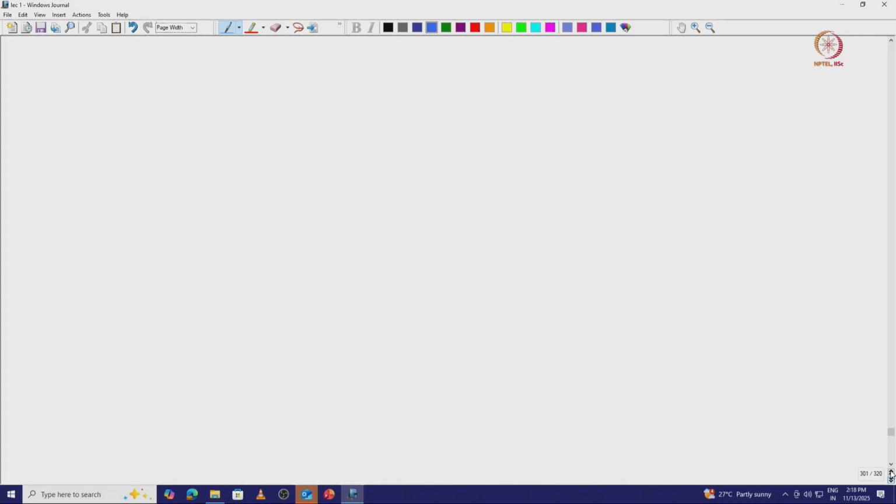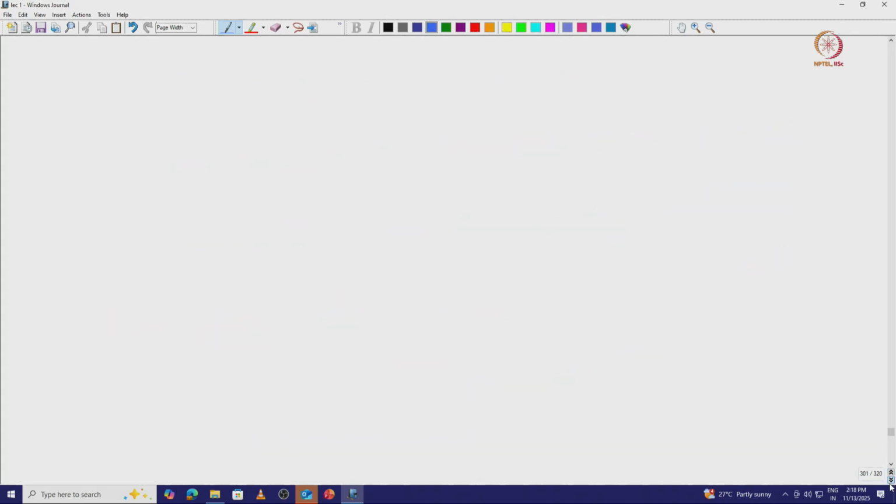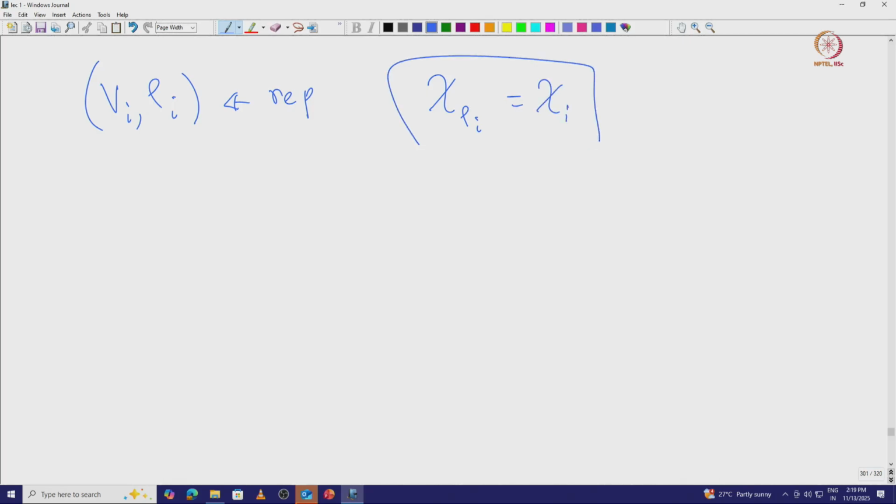So, now sometimes I want to use chi rho to denote the character. In particular the rho i, let us say, is the representation that corresponds to the representation space V i. So, this is our given representation, let us say. So, we are simply identifying chi rho i with chi i. So, this is what I am doing for i ranging from 1 to s.